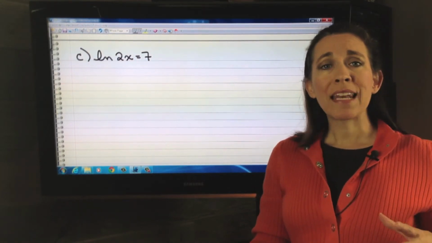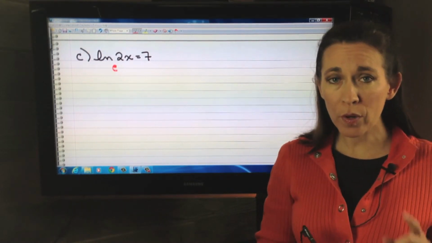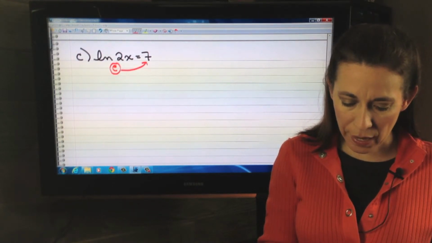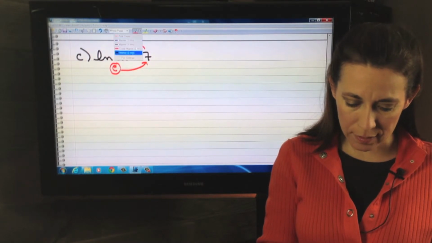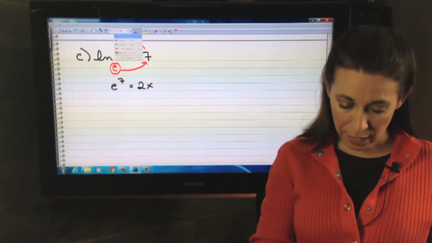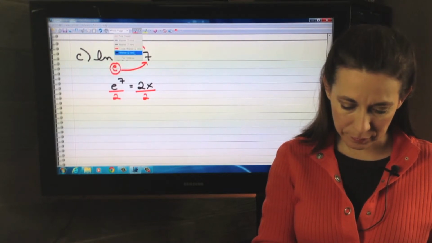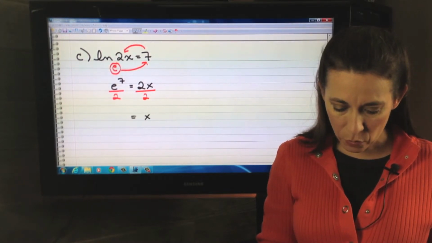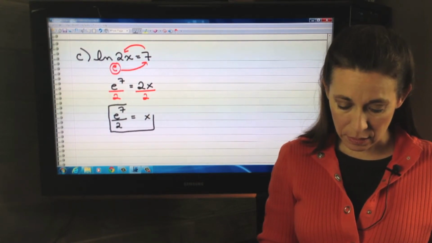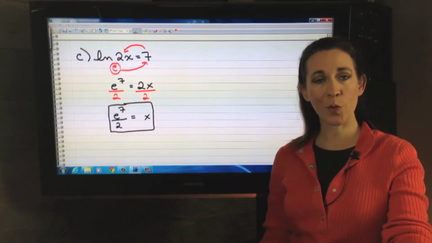Okay, the very last one, we've got a natural log of 2x, which means you have an understood base of e. Remember, e is a number, not a variable. So you can use the definition, e to the power of 7 should equal 2x. Again, e to the power of 7 equals 2x. So to get the x by itself, you would divide both sides by 2. And so x equals e to the 7th divided by 2, and this is your exact answer. And you can always put it in your calculator and come up with the approximate if your teacher wants that.